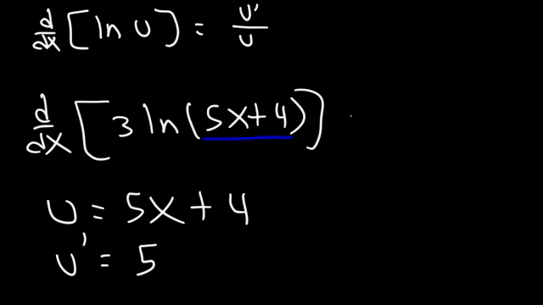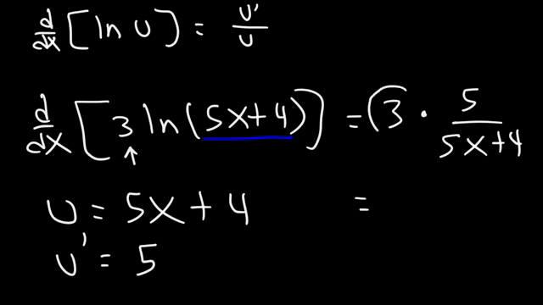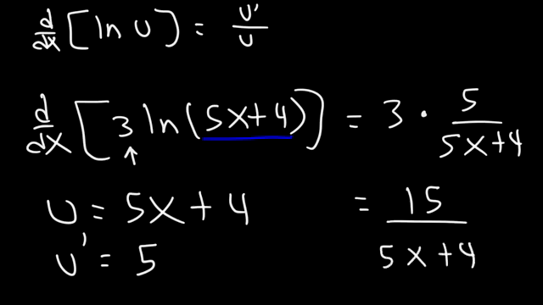So it's just 5. Now we do have a constant in front of the natural log, so we're going to rewrite that here. So it's going to be 3 times u prime, which is 5, divided by u, which is 5x plus 4. Now we can multiply 3 times 5, and that's going to be 15. So the answer is 15 over 5x plus 4. So now you know how to find the derivative of natural logarithmic functions.